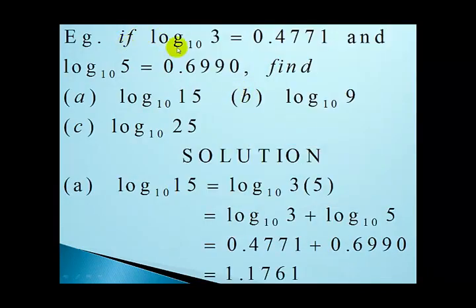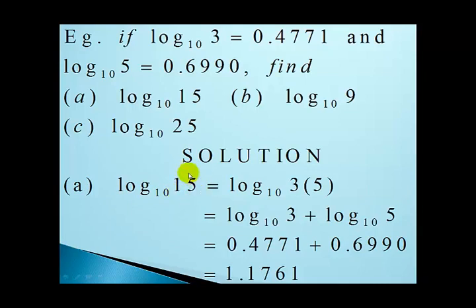Now let's look at this problem. If log 3 to the base 10 equals 0.4771 and log 5 to the base 10 equals 0.6990, find log 15 to the base 10, log 9 to the base 10, log 25 to the base 10. Now we look at the solution. A. We were given log 15 to the base 10. Take note, what we have to do is to express this number now in another form.